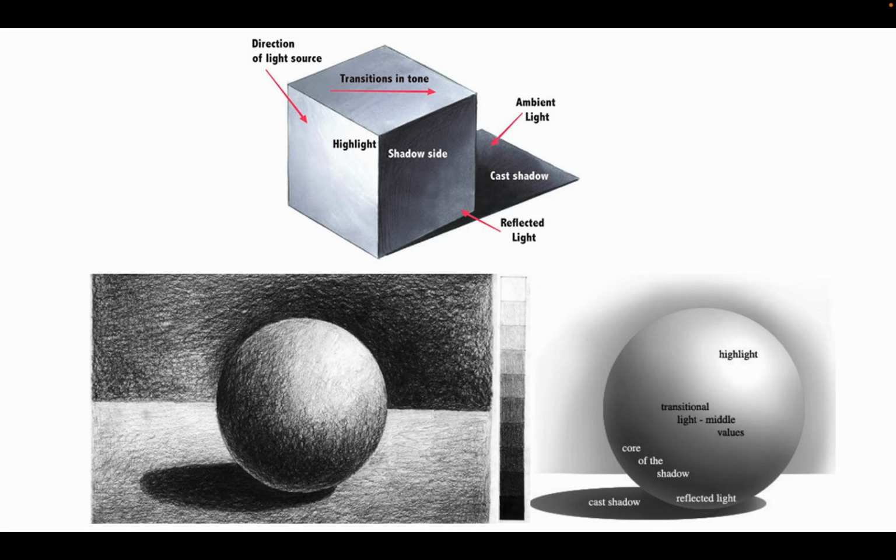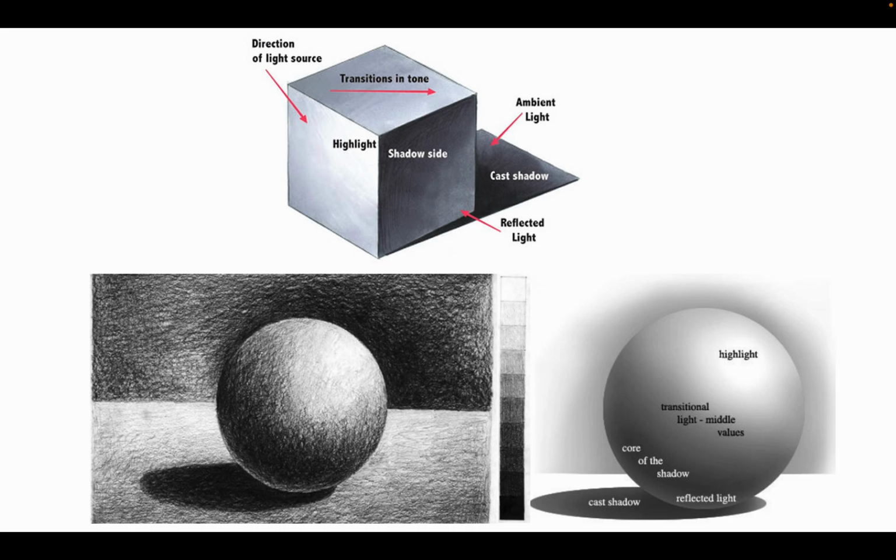When we're rendering value, though, there's actually a lot to look for when we're thinking about the anatomy of the way light deals with a form. On the sphere below, we see quite a few things. The highlight, a transitional light or middle core value, the reflective light that's bouncing back up from the table, and then the cast shadow itself.